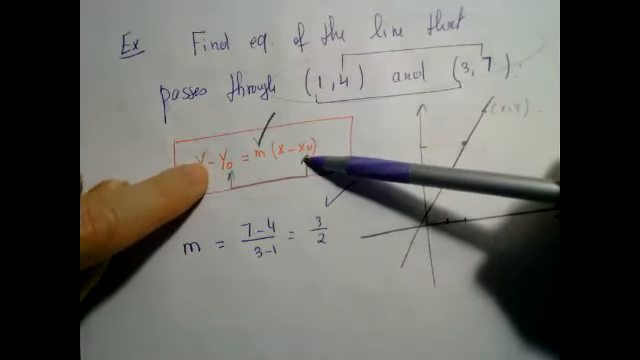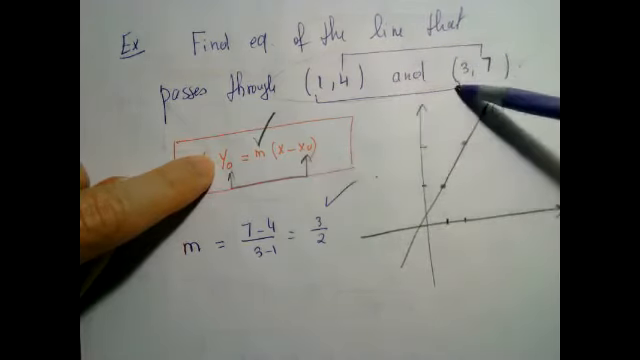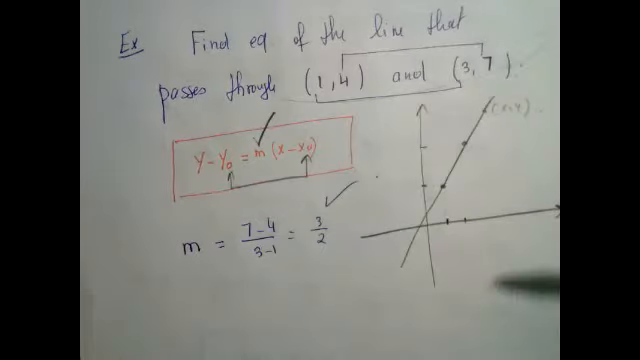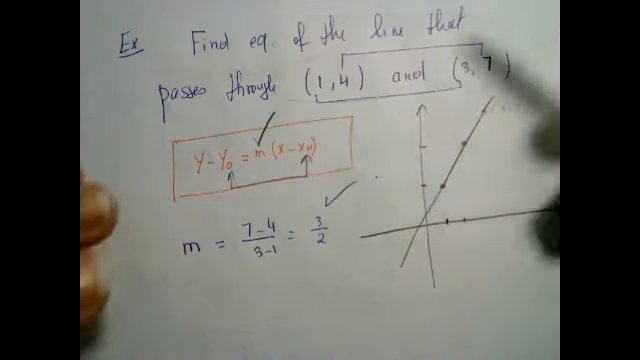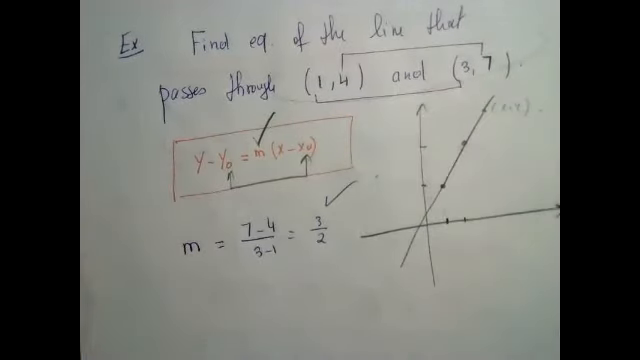In this formula, which point you want, I don't really care. You can use either one of them. You're going to get exactly the same answer. It doesn't matter. Pick the one that you think is easy. Like here, I would rather work with (1, 4) than (3, 7). It will be your choice. It doesn't really matter which one you pick.